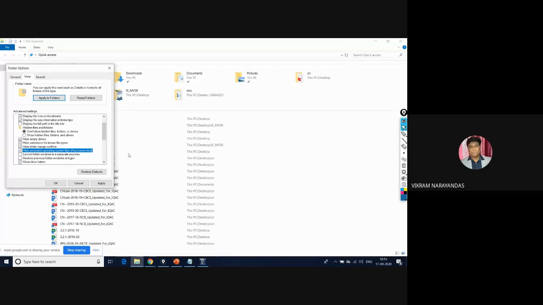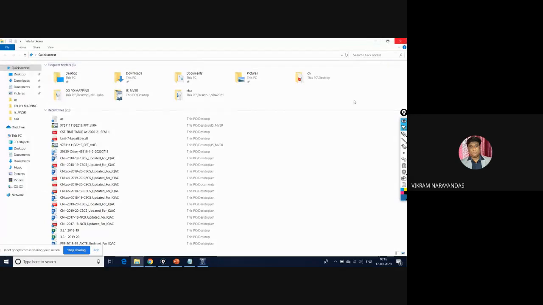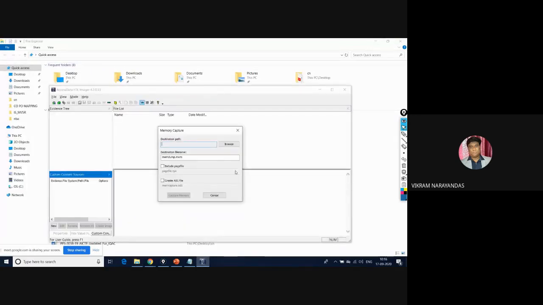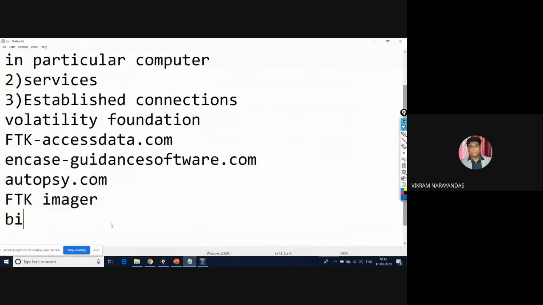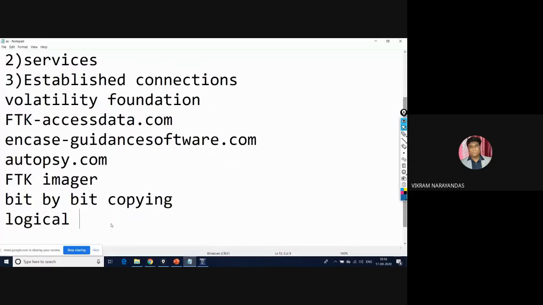So when you are capturing the data from a hard disk, you need to remember bit by bit copying. You need to remember bit by bit copying. Or you can also have logical extraction. I'll give an example for logical extraction.